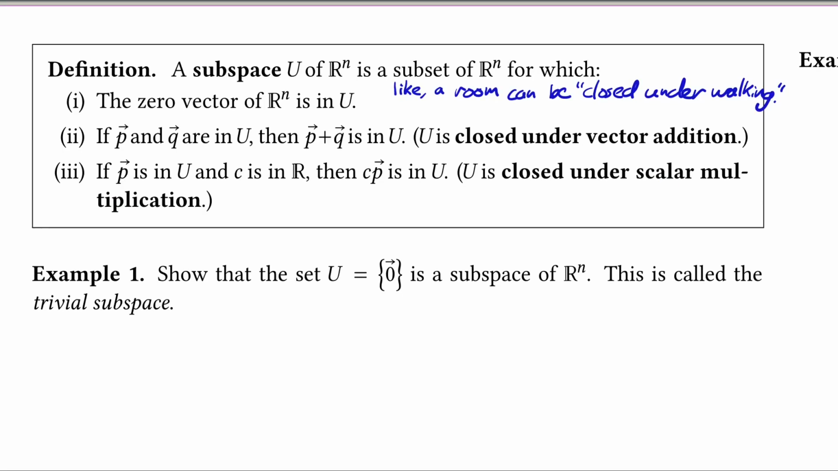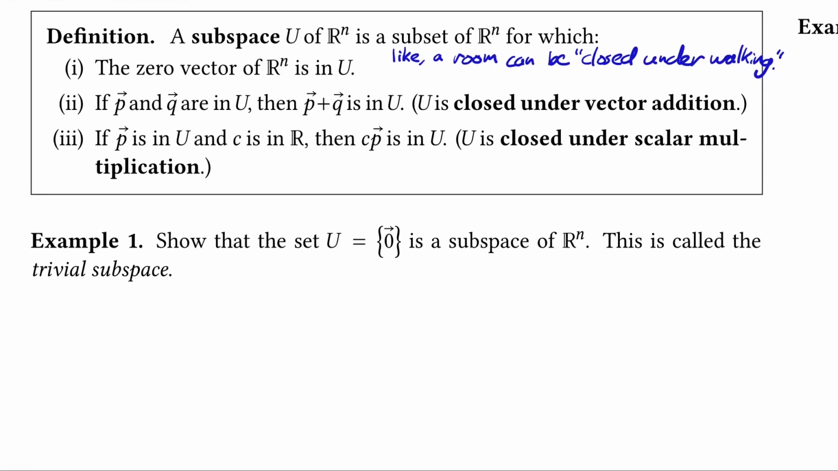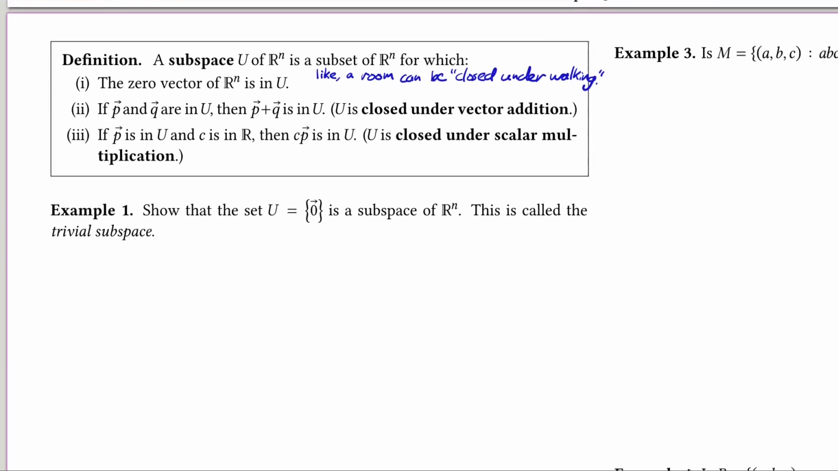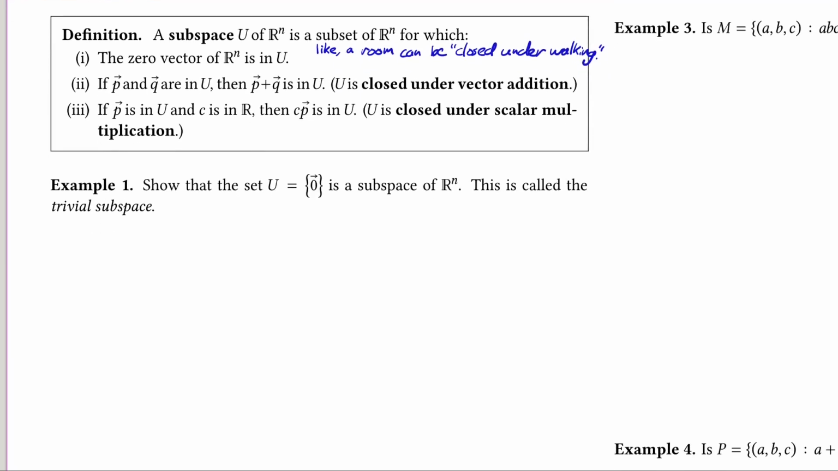All right, let's look at a first example here. We want to show that the set U that just contains the single vector 0 is a subspace of Rn. This is called the trivial subspace. We just need to show that it meets these 3 criteria. The first one is that the 0 vector is in it. Yep, it's right there. Definitely meets that. That's the only vector in it.